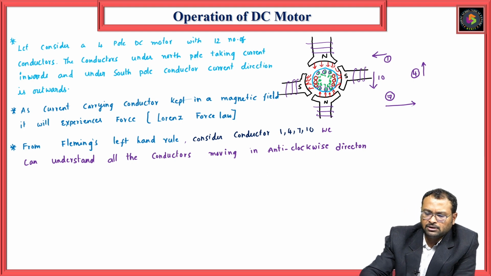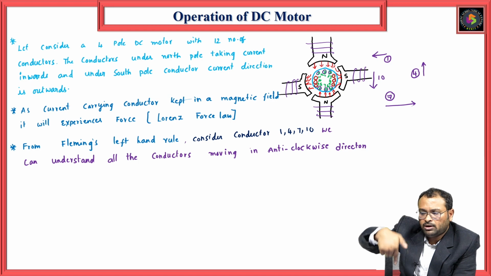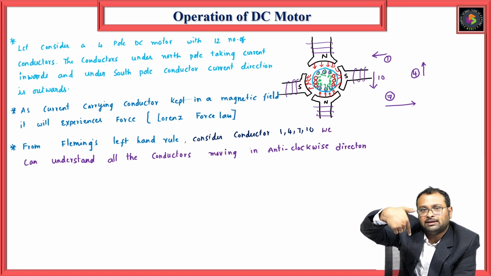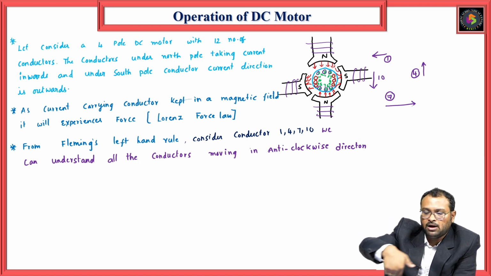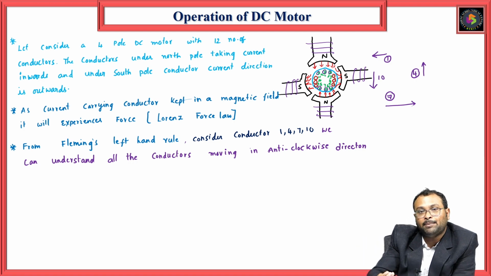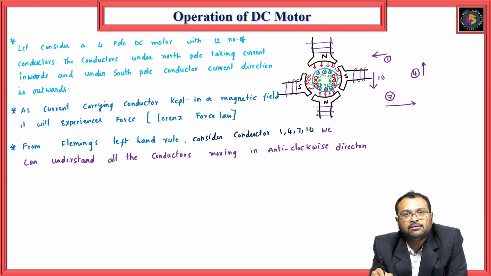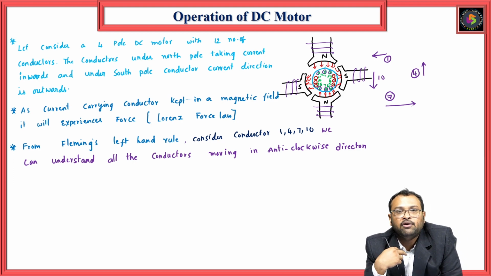So if I am considering conductor 1, north pole to south pole, from top to down, the flux is coming, and the thumb finger will show the motion of the conductor. So definitely the conductor is moving from right to left. If you see that my middle finger is towards me, that means current is coming outside. But we gave the current inward.